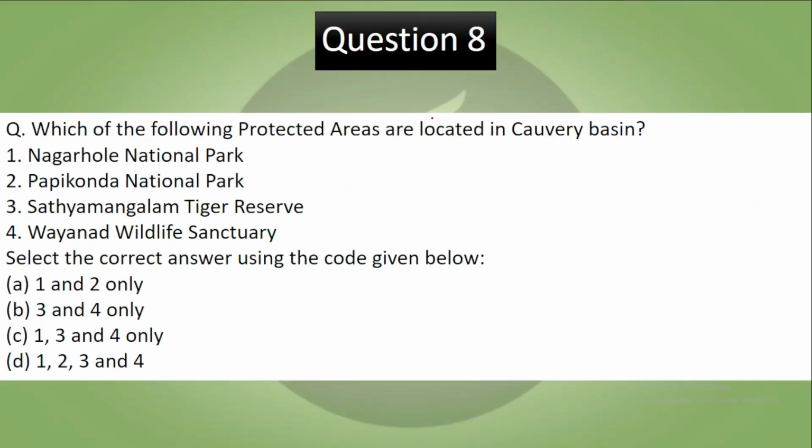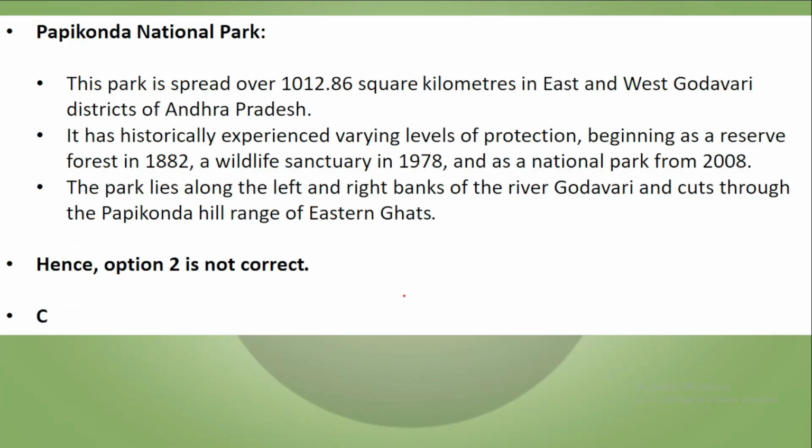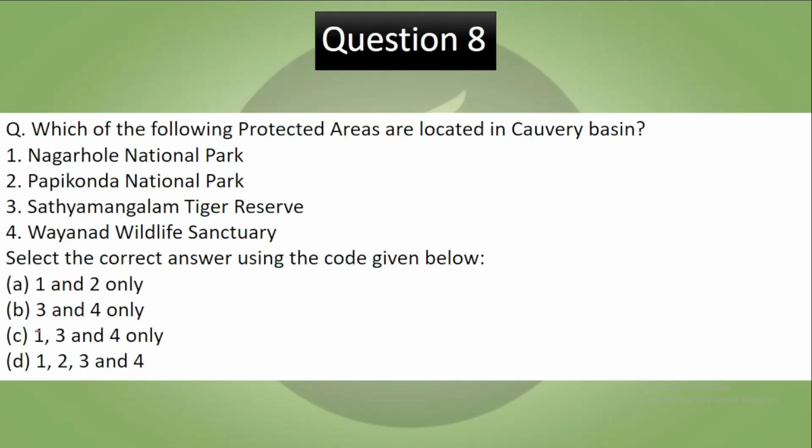8. Which of the following protected areas are located in the Kaveri Basin? Nagar Hole National Park, Papikonda, Satyamangalam Tiger Reserve, Wayanad Wildlife Sanctuary. Select the correct answer using the code given below. Pause the video, try to answer. Now let's see the answer. So your correct answer to this is C, by elimination of second.